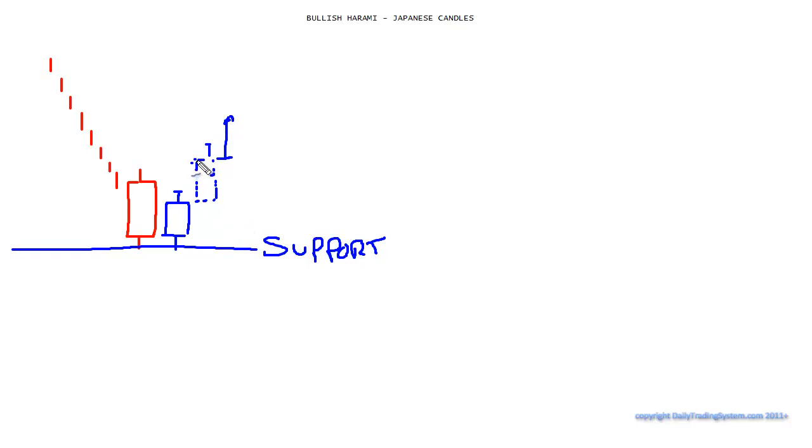This particular setup is actually a three inside up formation as well. Not if the high is that high though, that will be a three outside up. But if you had one where it comes in like that and it's still within the range of this bear candle's real body, then this will be a three inside up formation. Let's go ahead and show you what that looks like on the chart.